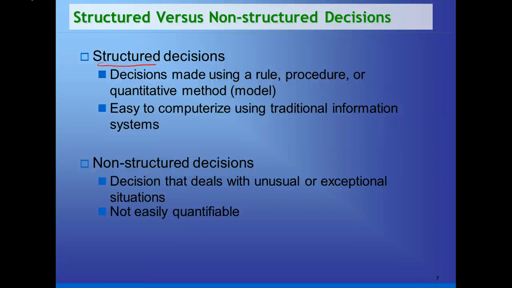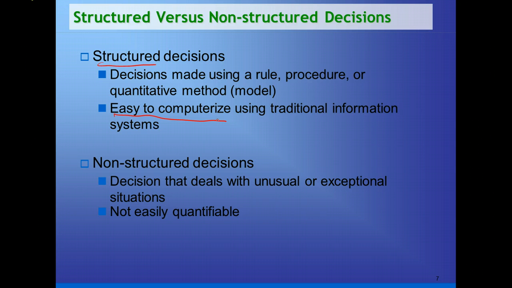So this is a very easy rule to follow. As long as my inventory level drops to below 100, I'll do an order, and these are easy to computerize, because they just follow straightforward rules.